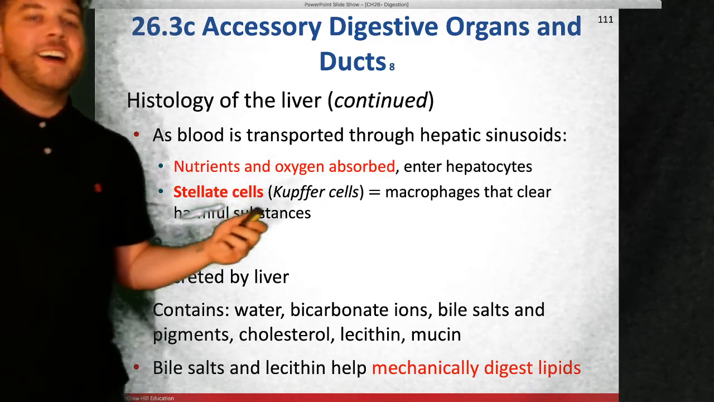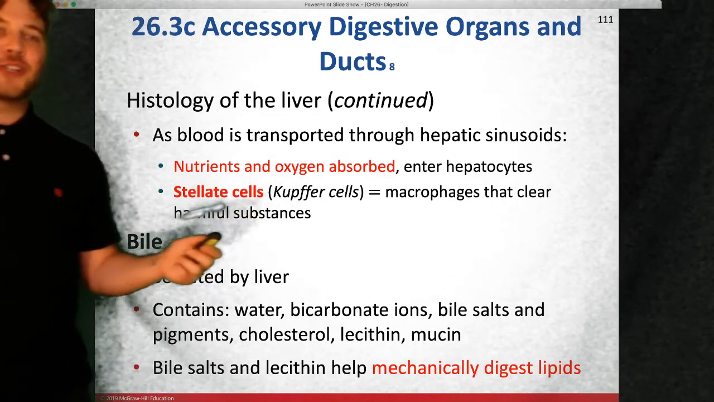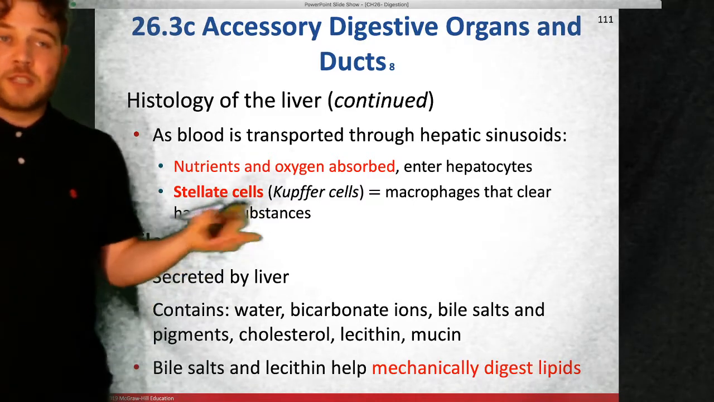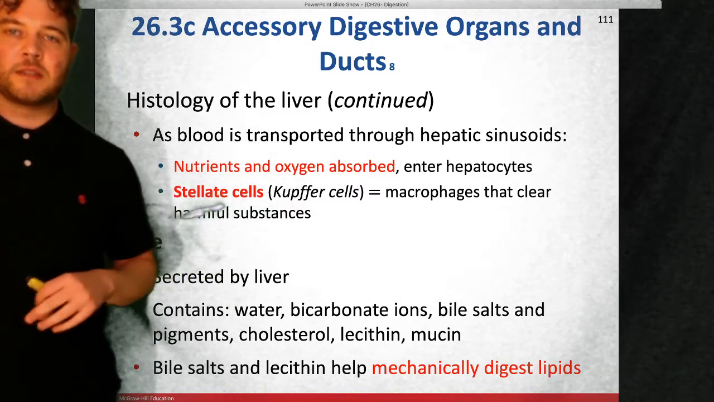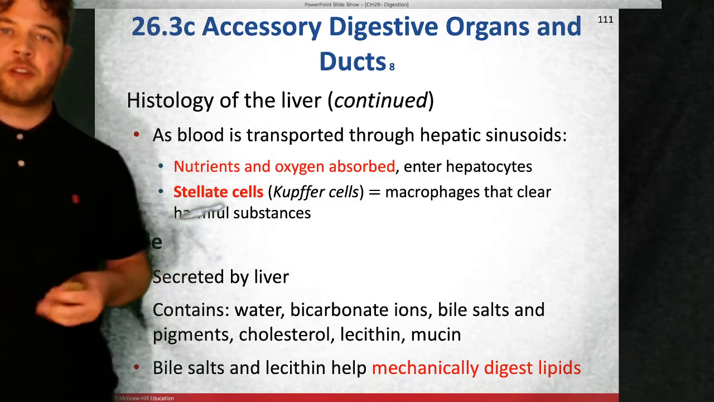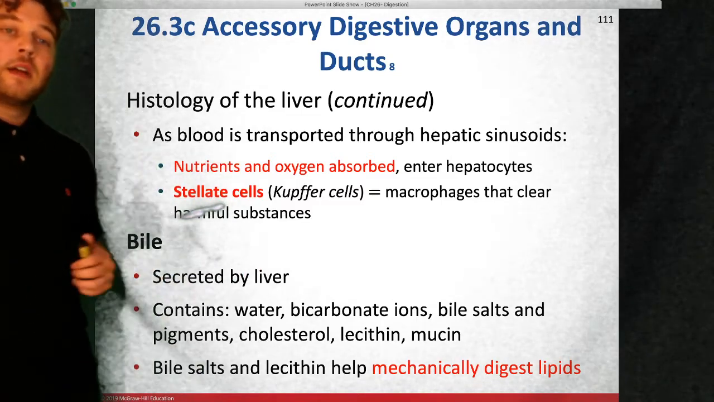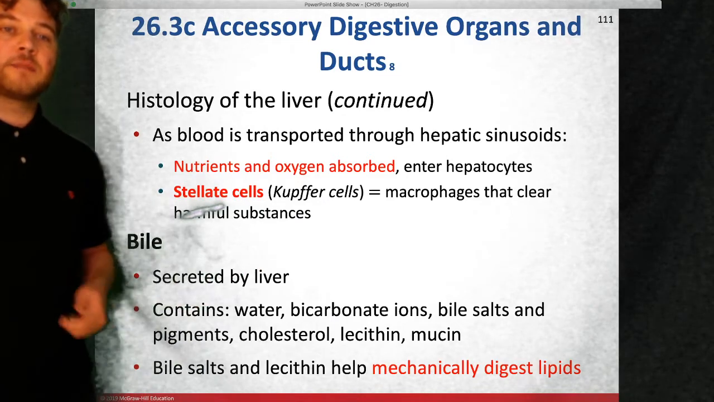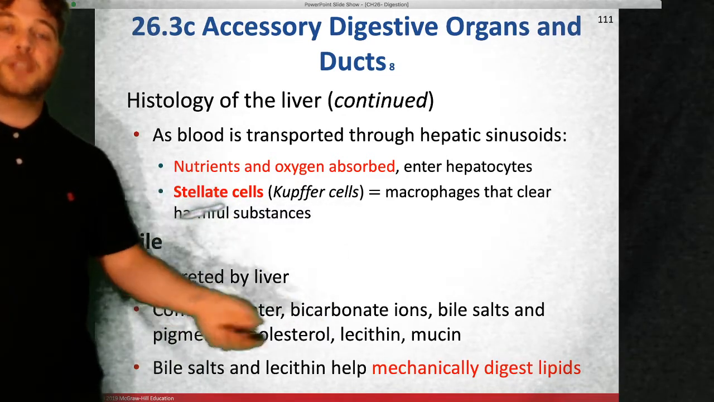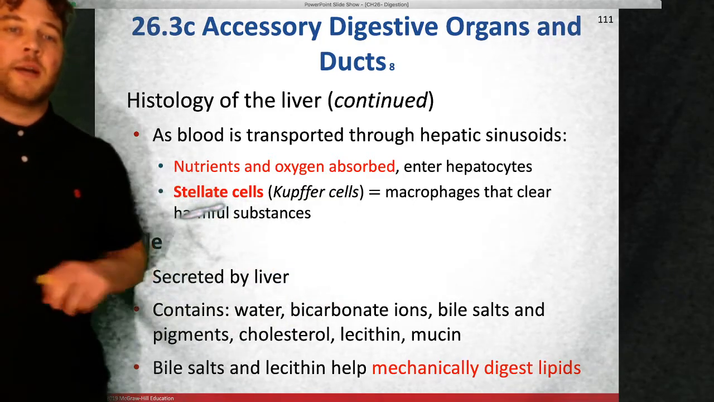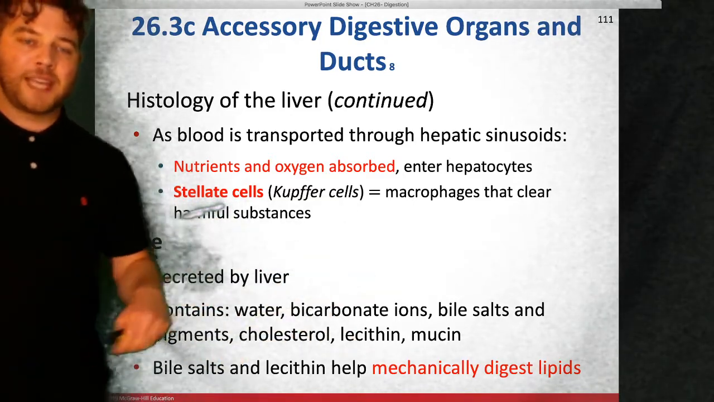Stellate cells are macrophages that clear harmful substances. So they're actually kind of just immune cells that are making sure there are no pathogens in this blood that's being absorbed from the intestines. Bile is secreted by the liver and contains water, bicarb, bile salts and pigments, cholesterol, lecithin, and mucin. Bile salts and lecithin are going to help to mechanically digest lipids.